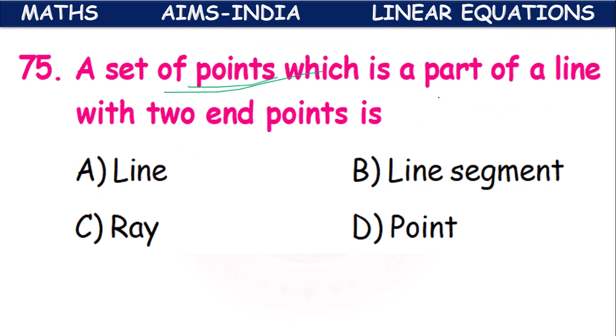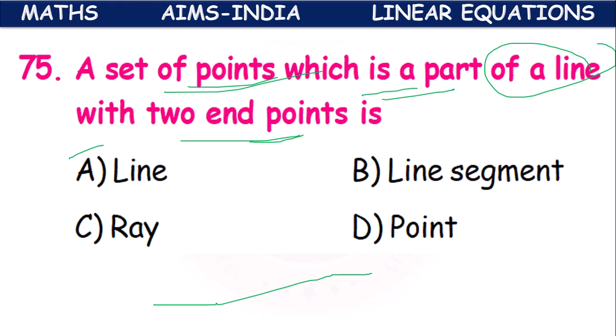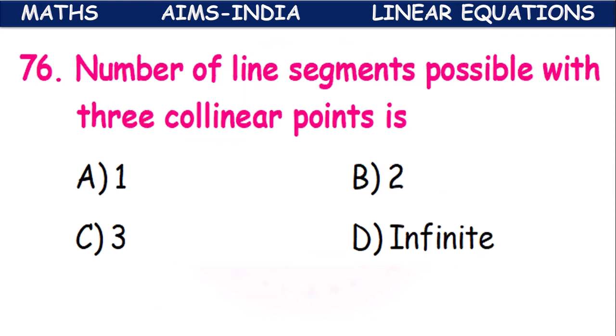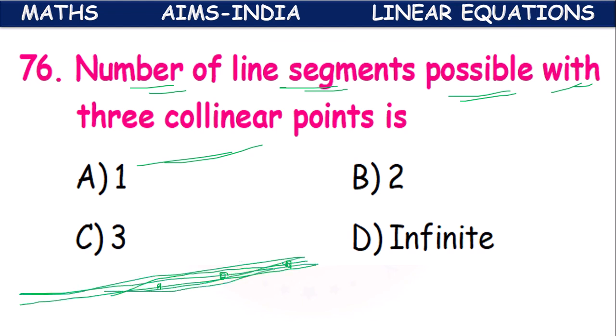Set of points which is a part of a line with 2 endpoints. This part of a line is called a line segment. Number of line segments possible with 3 collinear points. Collinear means lying on the same line. Through them only one line is possible.